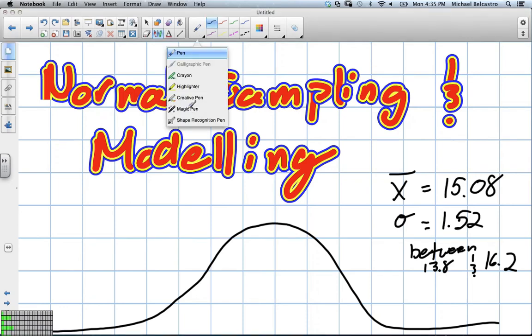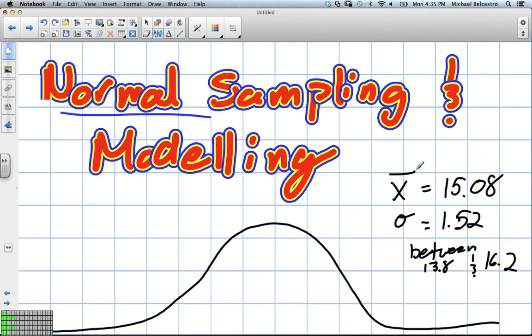So this is like your 8.3 normal sampling and modeling. They've given us a question that has to do with resistance of ohms. And what's the important part is that we have a mean of 15.08, standard deviation of 1.52. And they want to know the probability of being between 13.8 and 16.2.